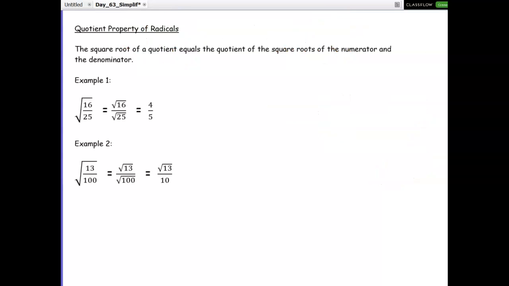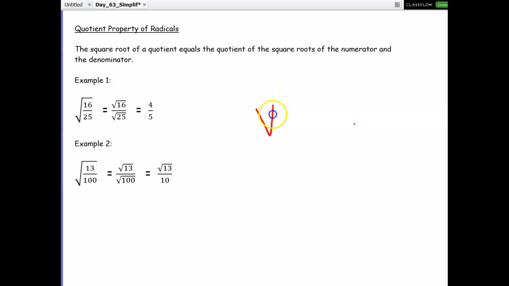Now we're going to talk about the quotient property of radicals. Last class we added, subtracted, and we multiplied. Now we're going to divide. The square root of a quotient equals the quotient of the square roots of the numerator and the denominator. Well, what does that mean? We have our two examples here, but let me just walk through one.